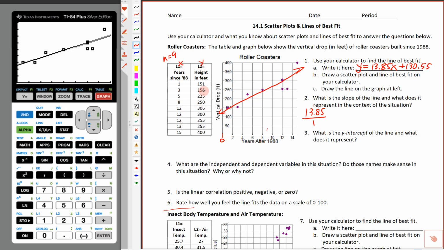So good luck on the assignment. If you've got any questions, make sure you ask. This is fun stuff because your calculator figures out most of it. You just get to use your brain to do the interpretation. So good luck.